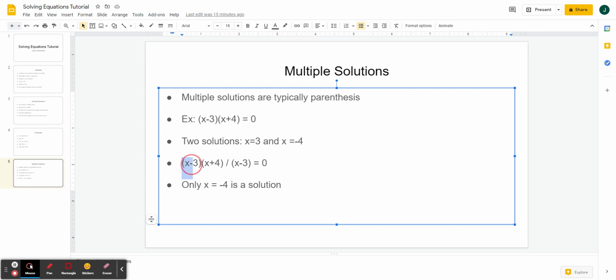And when they're the same expression, since it's being multiplied up here, you could actually divide this from the whole equation and just get rid of this in this scenario and be left with x plus 4 equals 0, which when we subtract will be x equals negative 4 as the solution.